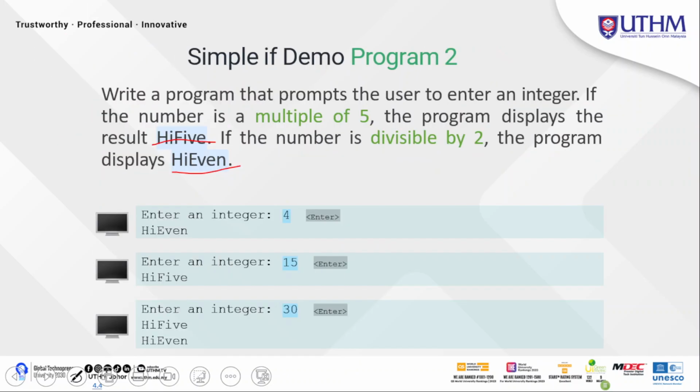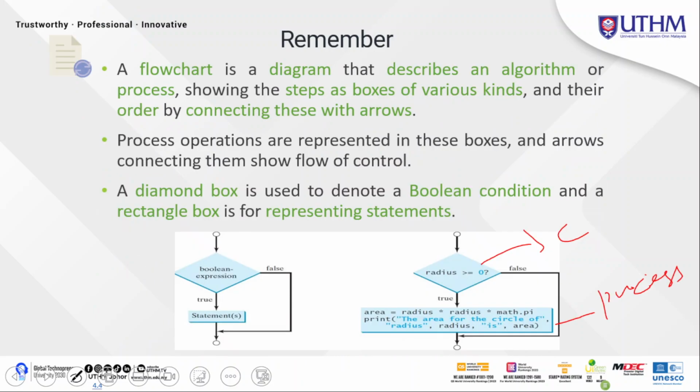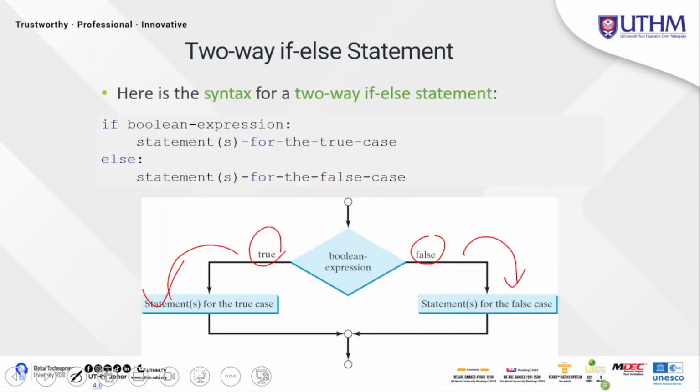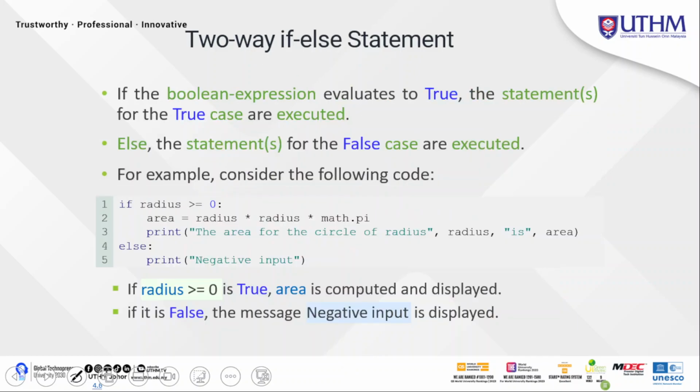For the previous example, the one-way, if you see, has one part only. If true, it has a statement, but for false, directly nothing. Nothing will show up there. Okay, so if Boolean expression, statement for the true case, else we come out with the false statement. Okay, that is the syntax. If the Boolean expression evaluates true, the statements for the true case are executed, else the statements for the false case are executed.